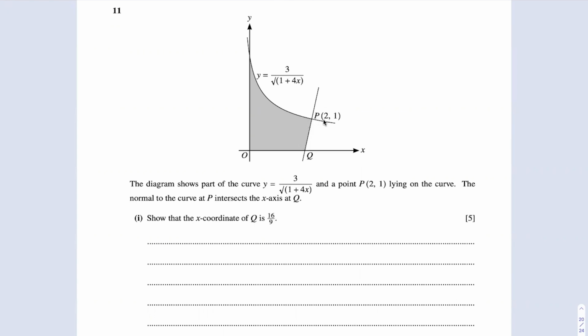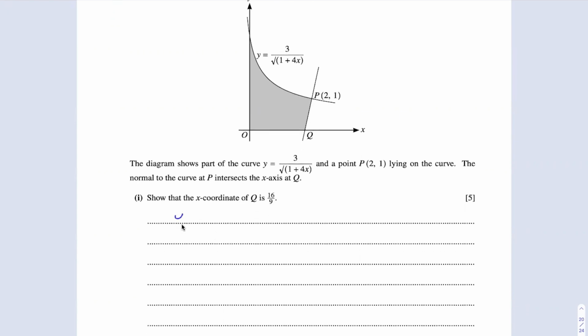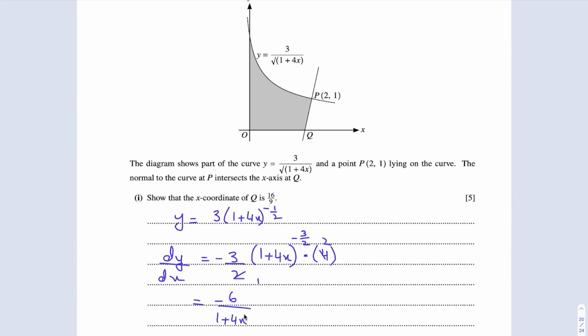To find the equation of the normal, we already have the point. To find the gradient, we'll find the gradient of the tangent and then take the negative reciprocal. So y is equal to 3 into (1 plus 4x) to the power minus 1 upon 2. Differentiating this, we get dy/dx is equal to minus 1 upon 2 multiplied by 3, which becomes minus 3 upon 2 into (1 plus 4x). Decreasing the power by 1, we get minus 3 upon 2 into 4. So dy/dx is minus 6 upon (1 plus 4x) to the power 3 upon 2.